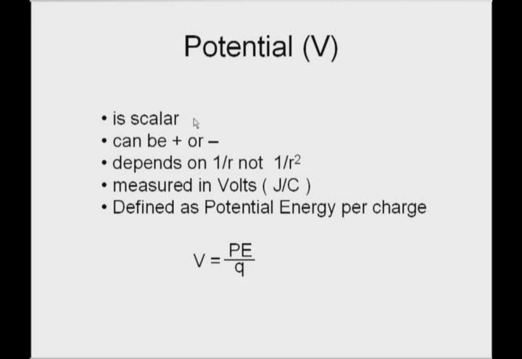So for potential, we know it's a scalar. It could be positive or negative. It depends on 1 over r, not 1 over r squared, so it doesn't follow the inverse square law. It's measured in volts, and we're going to define volts as a joule per coulomb. These units need to be all memorized. Last week we defined potential as potential energy per charge. This is where the joule comes from. This is where the coulomb comes from.